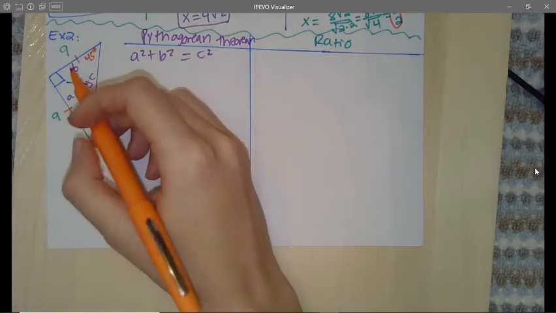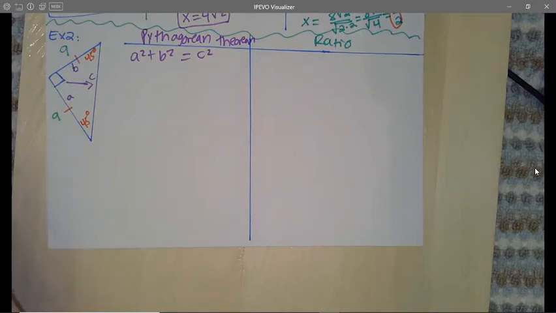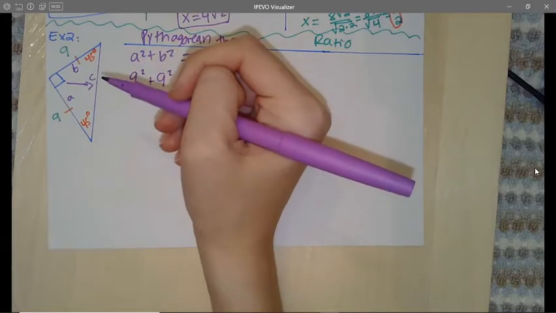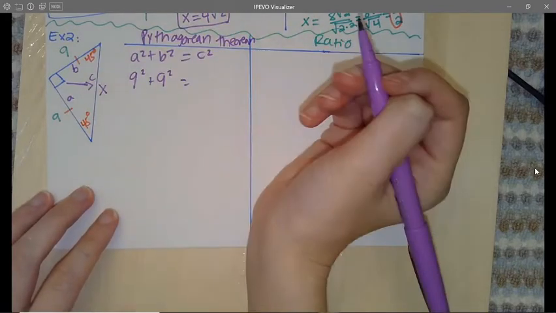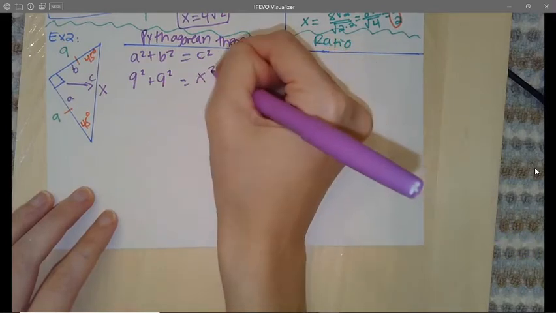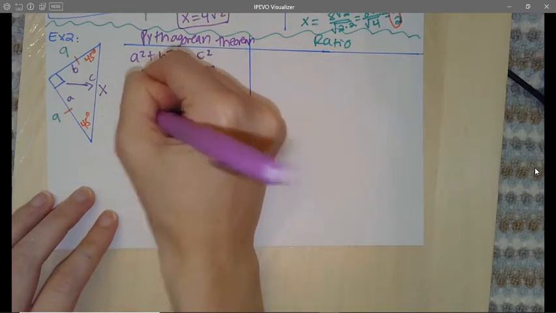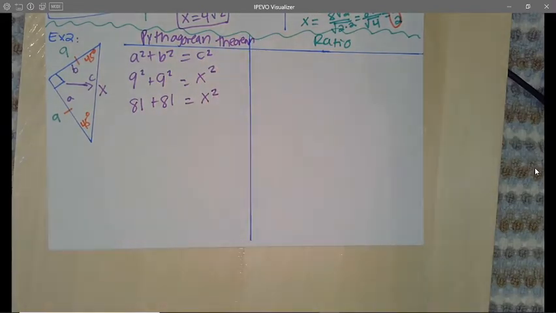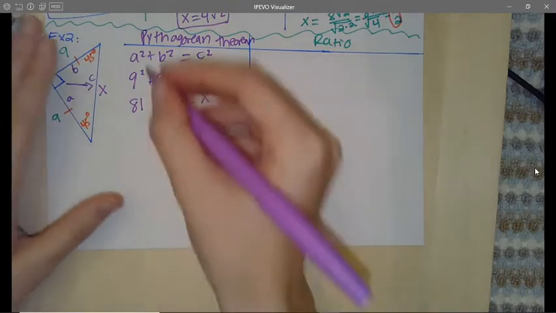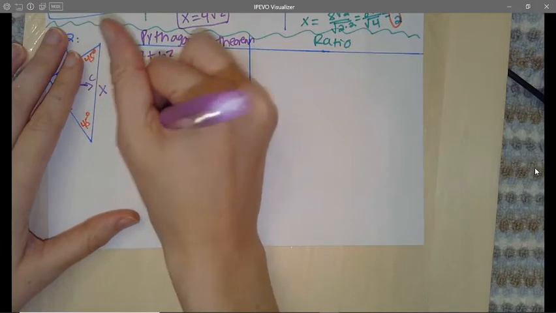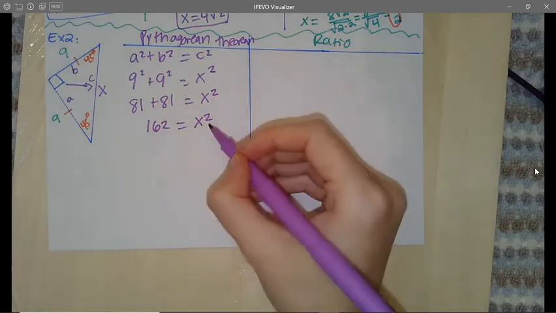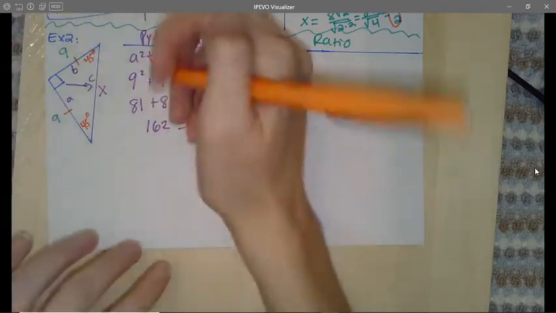Okay, well, let's get started. Currently the A and the B are both 9, so this will be 9 squared plus 9 squared equals c squared. Well, I don't know c, so I'm going to call this side x. So x squared. 9 squared, 9 times 9, is 81. So I'll have 81 plus 81 equals x squared. 81 plus 81 gives me 162 equals x squared. Let me double check that. Yes. Now I need to solve for x, and the square is getting in the way.